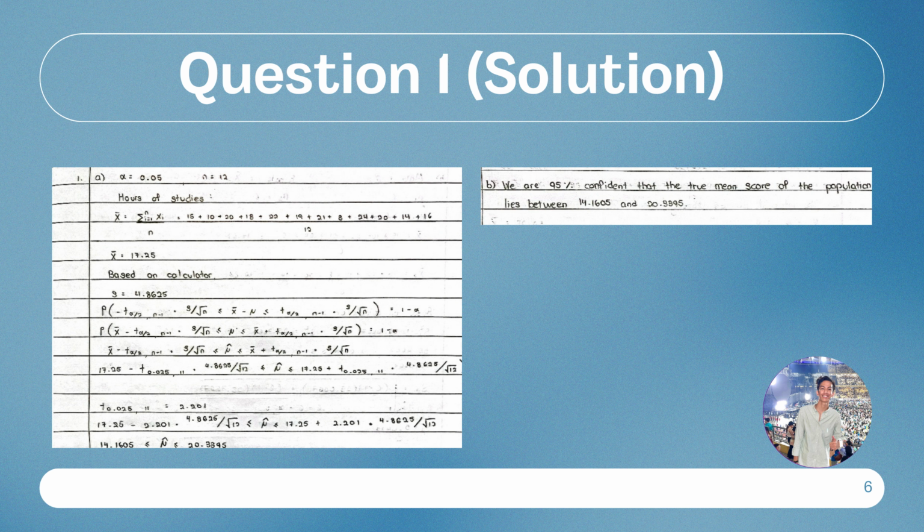After substituting all values into the formula, we obtain 14.1605 less than or equal to mu and mu less than or equal to 20.3395. Next, to answer question 1B, we are 95% confident that the true mean score of the population lies between 14.1605 and 20.3395.